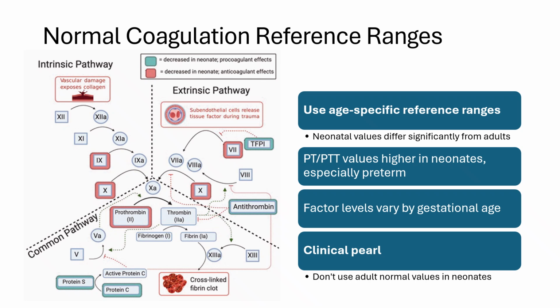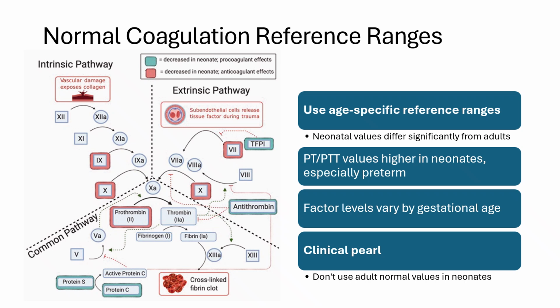The common pathway maintains adequate function despite lower levels of factors 2 and 10. Prothrombin time and partial thromboplastin time values are higher in neonates, especially in preterm infants. Term neonates typically have PT values of 13 to 15 seconds and APTT values of 40 to 50 seconds, significantly longer than adult values. Preterm infants show even greater prolongation, with PT values up to 16 seconds and APTT values up to 60 seconds.